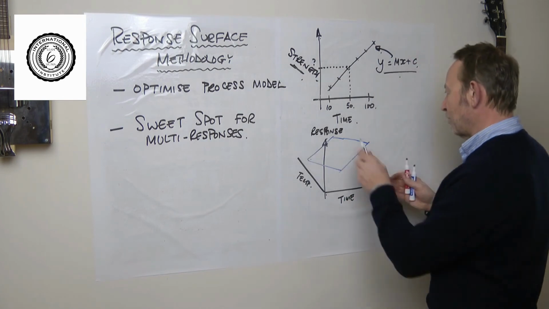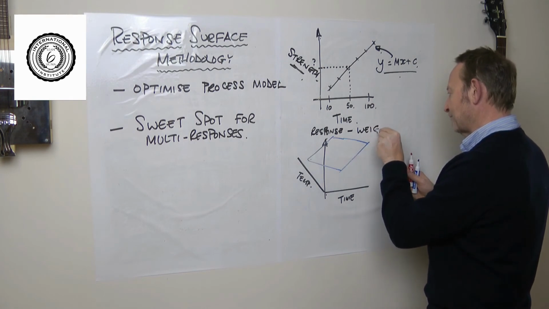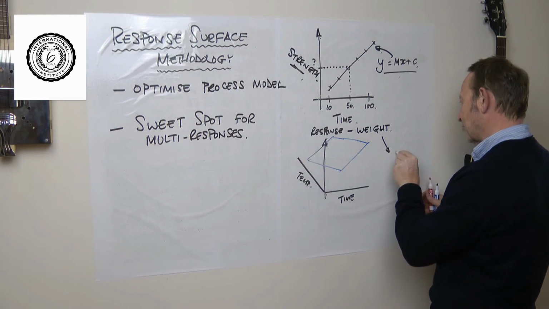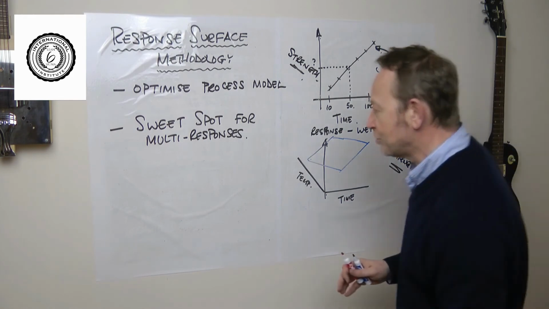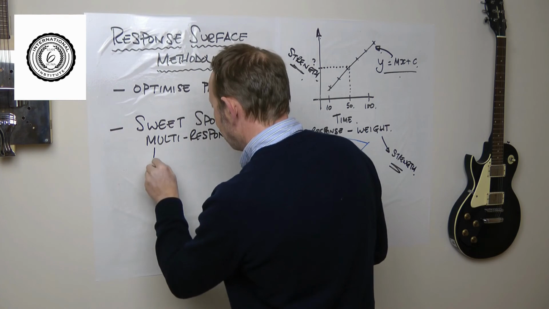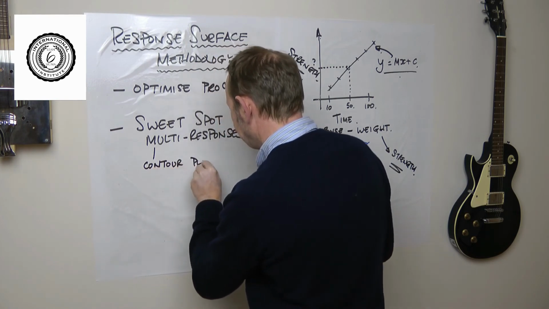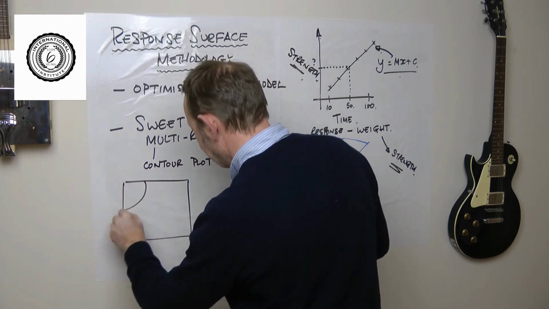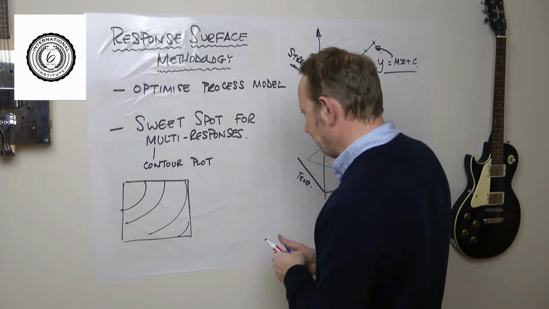So we would draw one of these diagrams which would show us the weight. We would also draw a diagram then that would show us the strength. So we would draw two diagrams. The diagram we would use, though, is known as a contour plot. A contour plot. Now the contour plot is flat and it's got contour lines on it, just like a map.